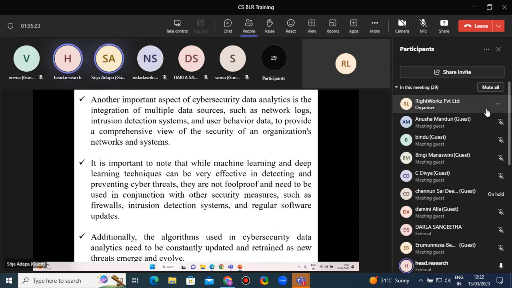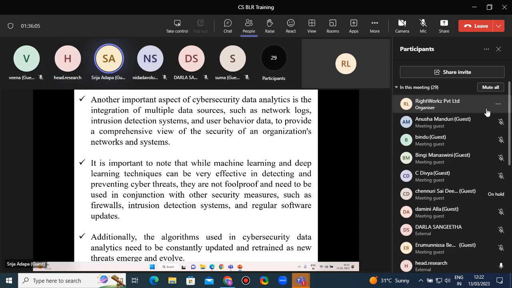Another important aspect of cybersecurity data analytics is the integration of multiple data sources, such as network logs, intrusion detection systems, and user behavior data, to provide a comprehensive view of the security of an organization's network and systems. It is important to note that while machine learning and deep learning techniques can be very effective in detecting and preventing cyber threats, they are not foolproof and need to be used in conjunction with other security measures such as firewalls, intrusion detection systems, and regular software updates.